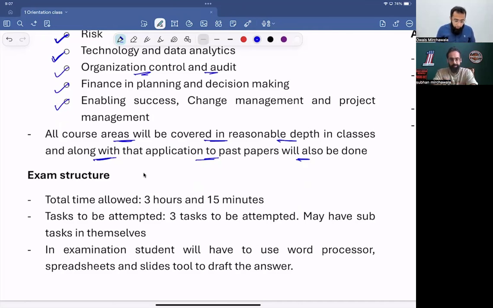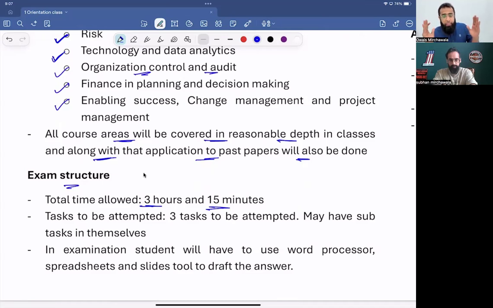Okay. So when we talk about the exam structure, it's 3 hours and 15 minutes. The examiner will give you 4 additional exhibits in the exam. Those 4 additional exhibits will be the continuation of the case study, of which the 11 pages were given 2 weeks before the exam.